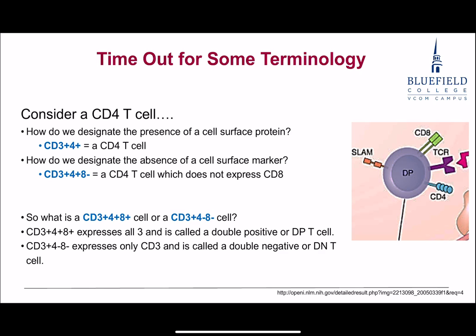So one way that you can write this is CD3 plus CD4 plus. That means it's positive for CD3, it's positive for CD4. Just a shorthand. We typically don't do that because we're educated immunologists and we know that it's there. And we can even say just CD4, because we know by default, if it's CD4, it has to be CD3. Okay? But how do we designate the absence of a marker?